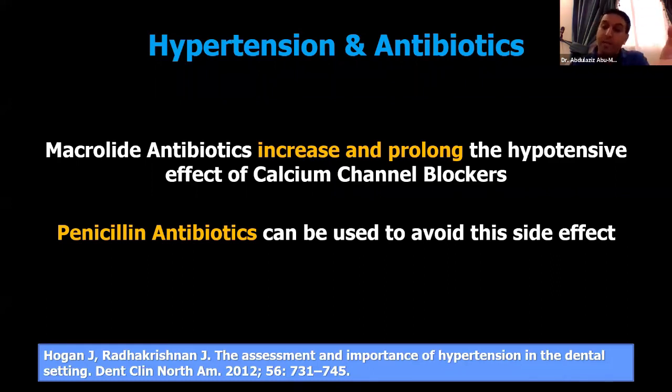So to summarize: local anesthesia, yes, you can go with the epinephrine, and the maximum is 0.04 milligram. For analgesics, the best thing is paracetamol. For antibiotics, you will go with penicillin. You have to check the patient before and after, for every patient, not only hypertensive patients. Make it something regular in your daily practice.